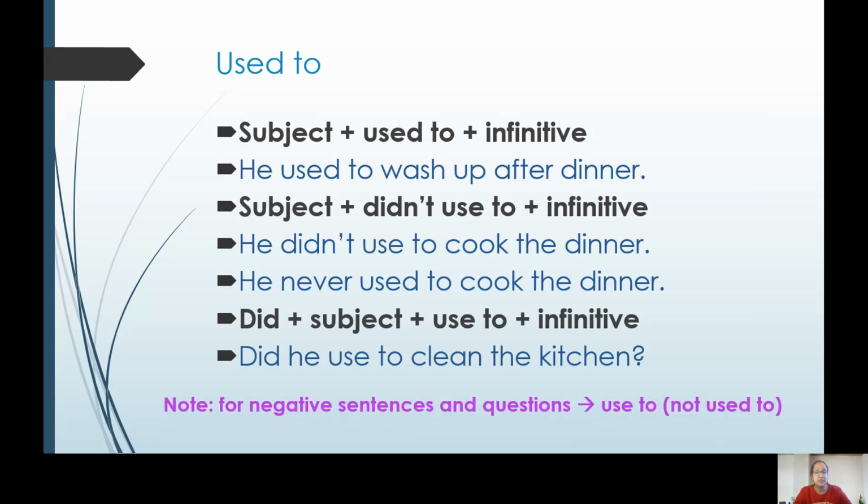Important thing to note is for negative sentences and questions, we need "use to", not "used to". We don't need the D. That's a very common mistake, so don't make that mistake.